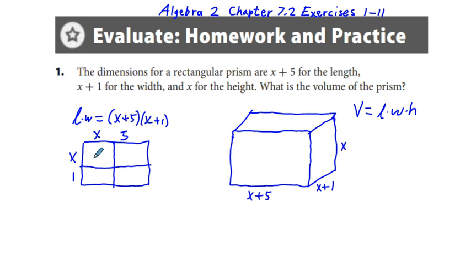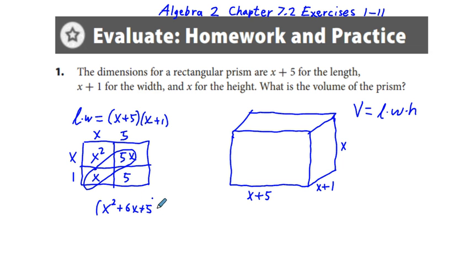We just multiply x by x, we get x squared. 5 times x is 5x. 1 times x is x. 5 times 1 is 5. So we have x plus 5x to equal our middle term. So we get x squared plus 6x plus 5. And so that's going to be our length times width.